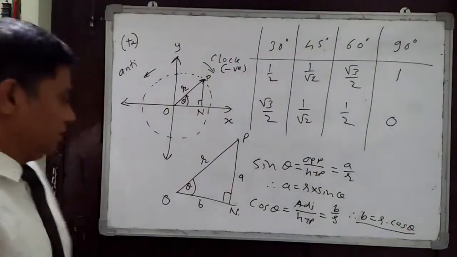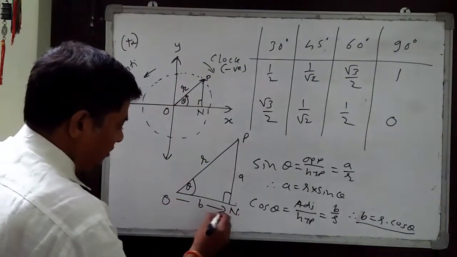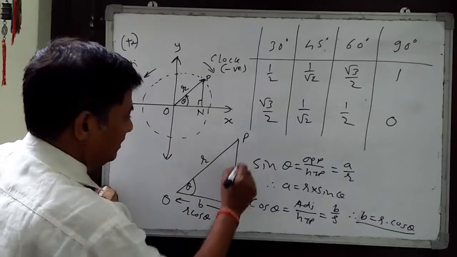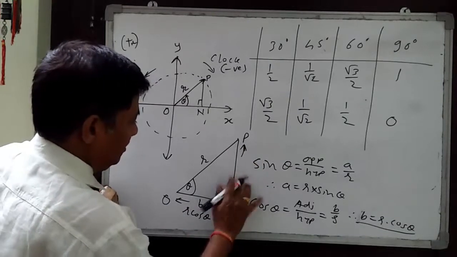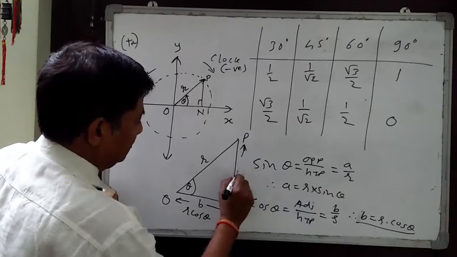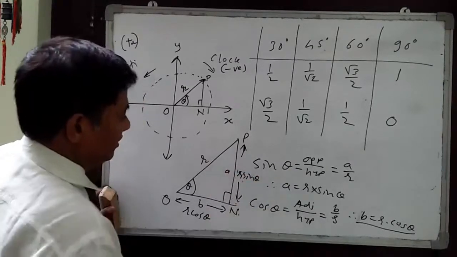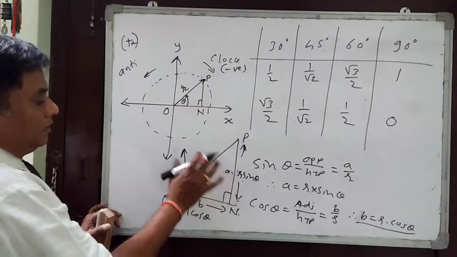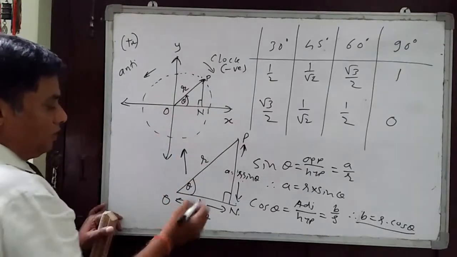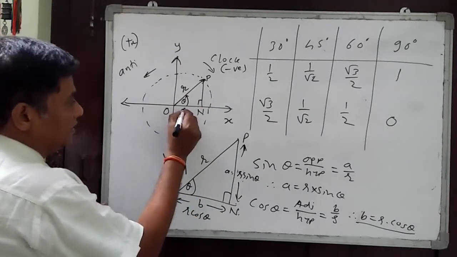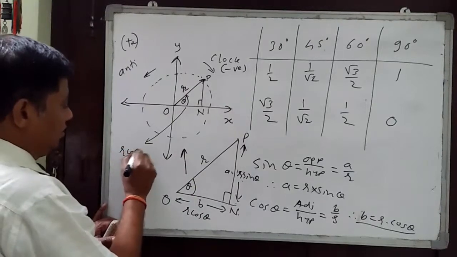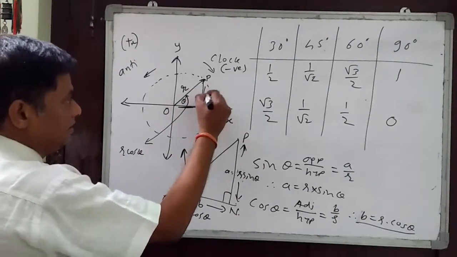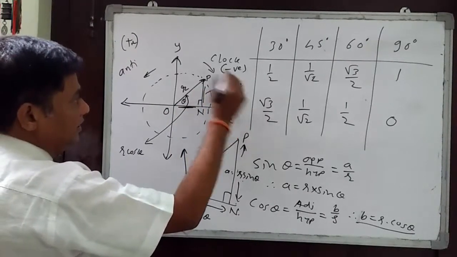Now, what is the geometrical meaning? This much length is B. That means this length is R cos theta, and this length is R sin theta. This is A. Now let us consider this diagram here. This length is R cos theta, and this length is R sin theta.